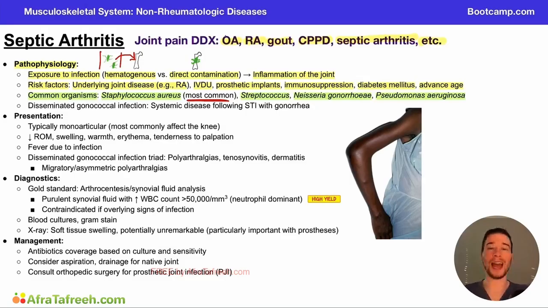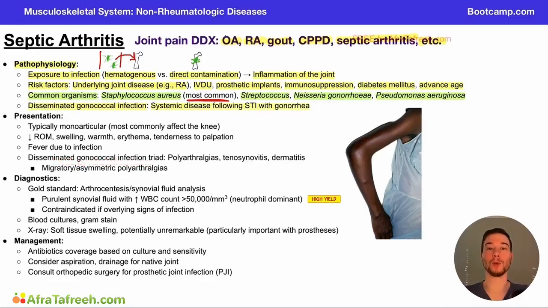The two key ones I feel like you have to keep in mind on these types of questions are going to be the Staph aureus, because it's the most common one, as well as the Neisseria gonorrhea. And the reason is because Neisseria gonorrhea can lead to something called disseminated gonococcal infection. So what is that? This is a systemic disease following an STI with the gonorrhea bug.